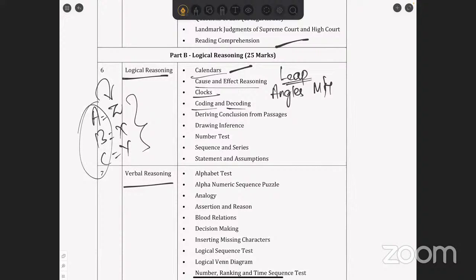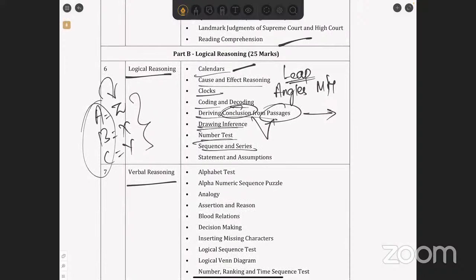Then deriving conclusions from passages, as the name itself says, there will be a passage, and based on that passage, there will be a few conclusions. We'll have to see if whatever conclusions they have drawn is actually based on the passage or not. A similar topic is drawing inference. Then we have number test, which is mostly based on arithmetic: multiplication, addition, subtraction, division, all those types.